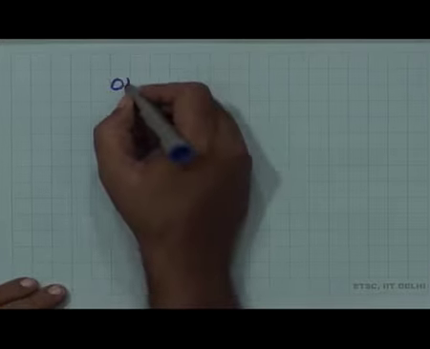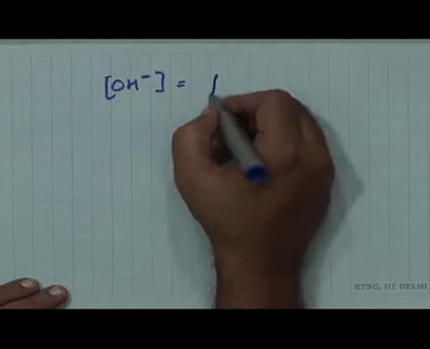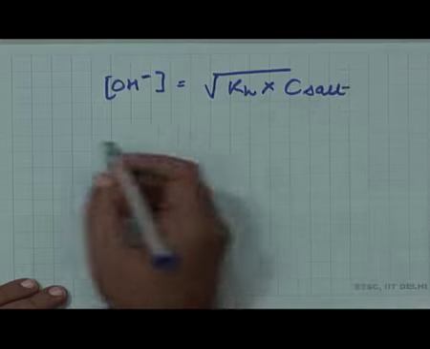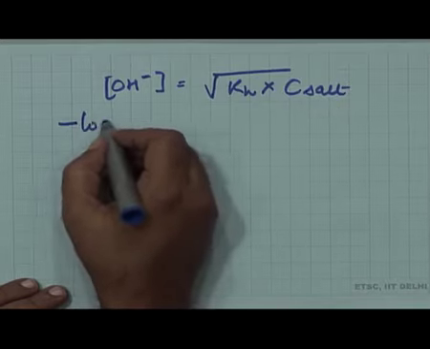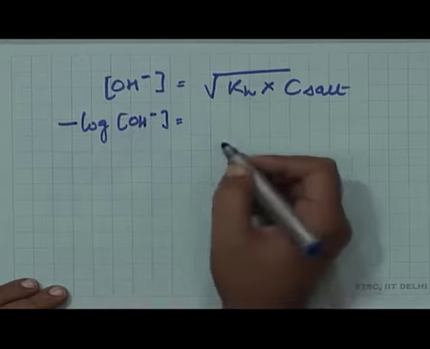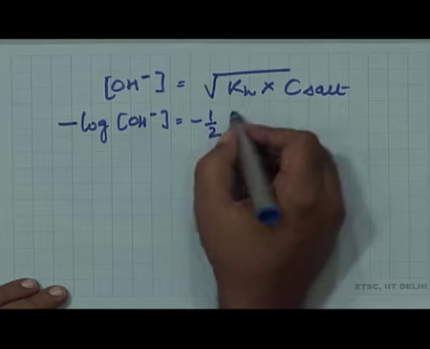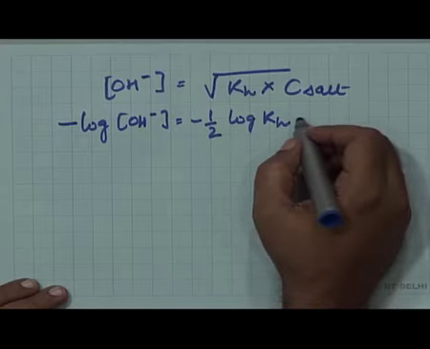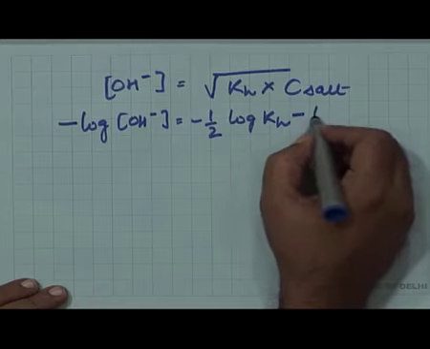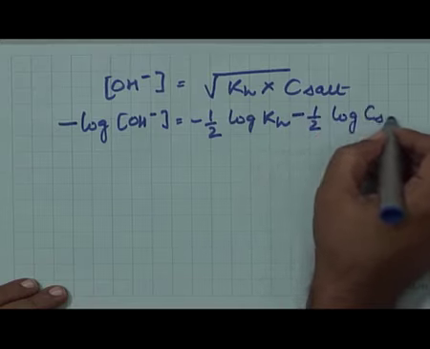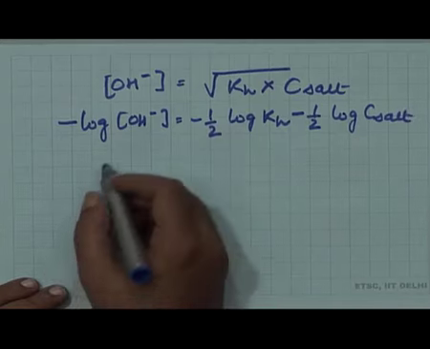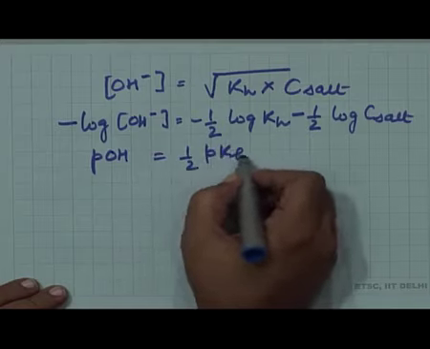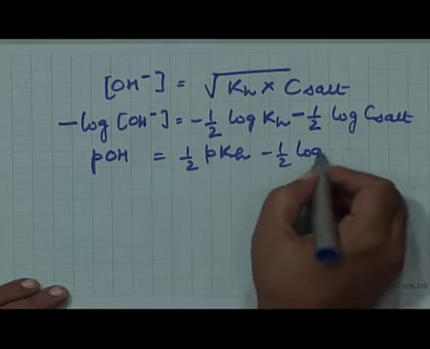Now, since we know OH minus ion concentration is equal to root of KH into your C salt, we can write pOH. So, let us take minus log OH minus ion concentration is equal to minus half log KH minus half log C salt, and this is pOH, and this is equal to half pKh minus half log C salt.